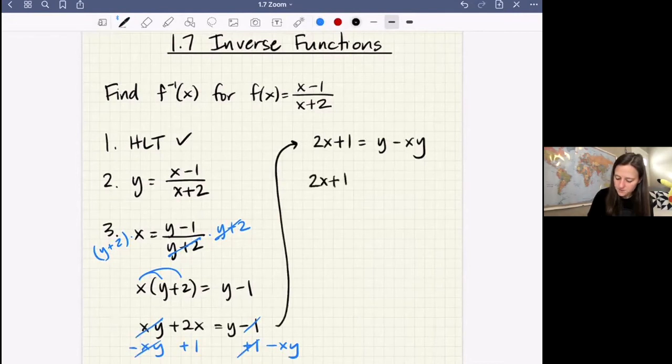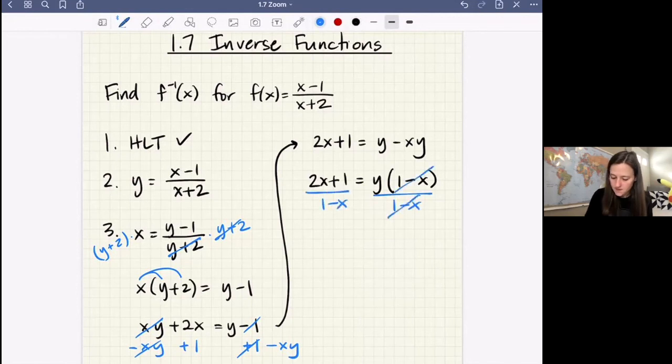I still have 2x plus 1 on the left. I'm going to factor a y out of both terms on the right. And that leaves me with a 1 minus x. And then to solve for y, I can just divide both sides by 1 minus x. And that gives me 2x plus 1 over 1 minus x equals y. And since I'm done solving, this is my inverse function, I'm going to go ahead and do that step 5, where I change that into an f inverse of x. And that's our inverse function.